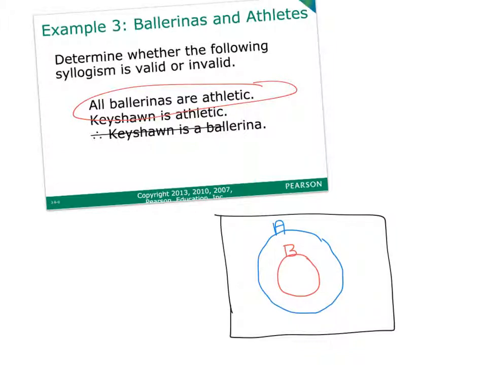Now, according to this, Kishan is athletic. Does that mean that Kishan has to be a ballerina? Do we have to put Kishan in the ballerina circle in order for him to be athletic? And we do not. Kishan can be athletic and not be a ballerina. So you can put him between the blue and the red bubble. Because Kishan is not forced into the ballerina bubble, this would be an invalid argument. Kishan does not have to be a ballerina just to be athletic. Let's look at another example.